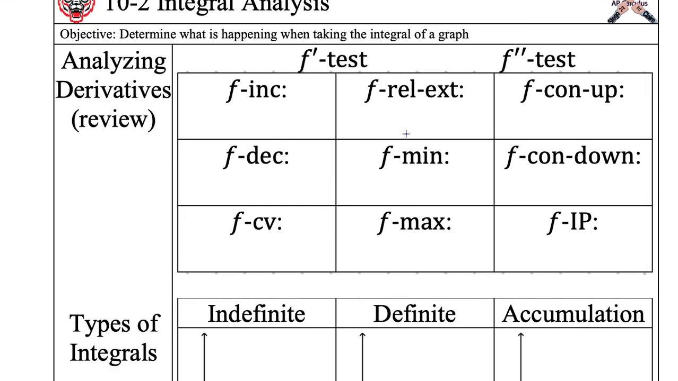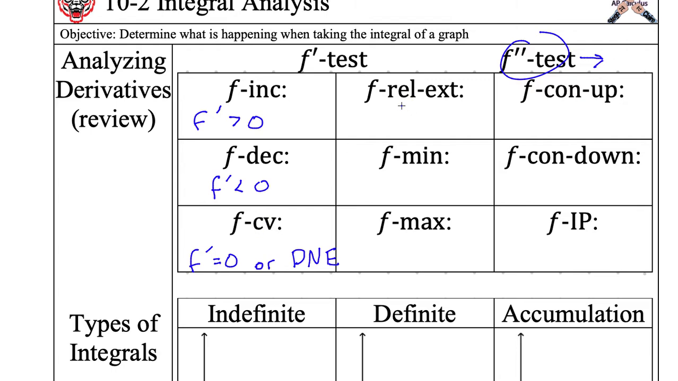These left two columns are the f prime test, the first derivative test. This right column is just the second derivative test. What is the definition? You should have these memorized. Definition, f increasing: f prime is greater than 0. F decreasing. F critical value: f prime equals 0 or f prime does not exist. Essentially, set the top and the bottom of the fraction equal to 0. That's the shortcut for finding critical values.